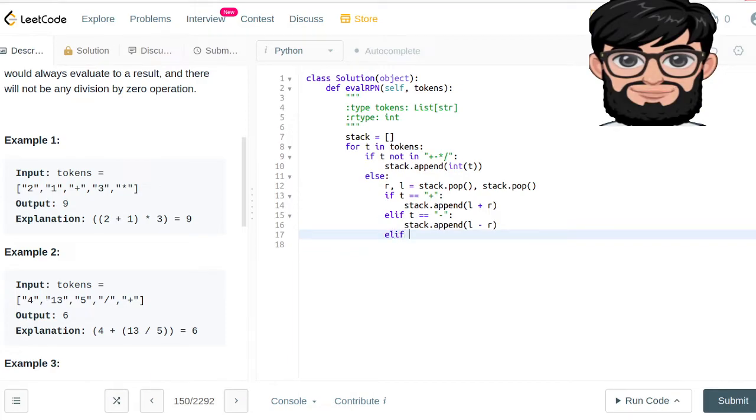Else if our t is equal to a multiplication sign, we're going to say stack.append L multiplied by R. And lastly, nothing else, that means we have a division sign. For that, we're going to say stack.append. What we have to do is L divided by R, but we want to make sure that this one is treated as float, and the whole answer should be treated as an int.